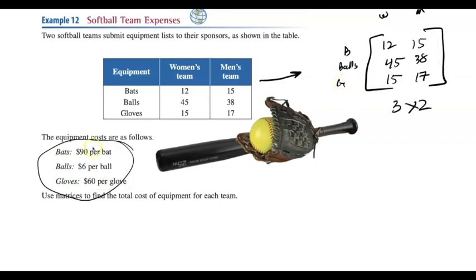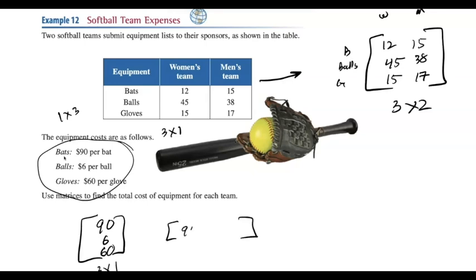This is one set of information. It's bats, balls, gloves, and how much they cost. We have either a 1 by 3 or a 3 by 1. I could write this 90, 6, 60. That'll be a 3 by 1. Or I could write it sideways 90, 6, 60, and this would be a 1 by 3. I want bats, balls, and gloves. That's the row here. I want to be able to multiply this guy by one of these. They can actually multiply and get an answer.